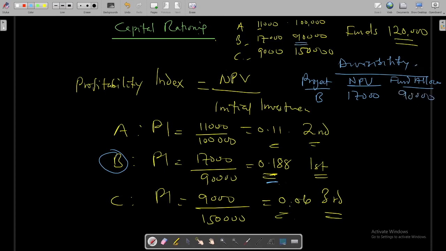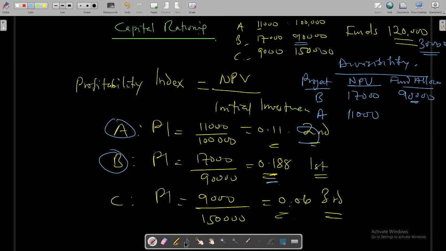Now if the projects are divisible, it means that we can undertake a part of another project. So here, having allocated 90,000, we are only left with 30,000 of the funds. So the next one, the next best project, is project A because that is the second. So we go to project A, and that is going to give us an NPV of 11,000.